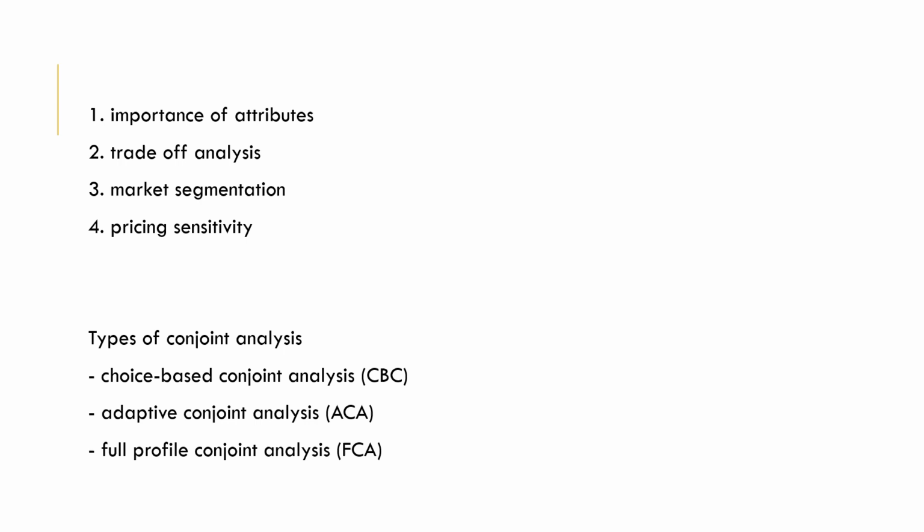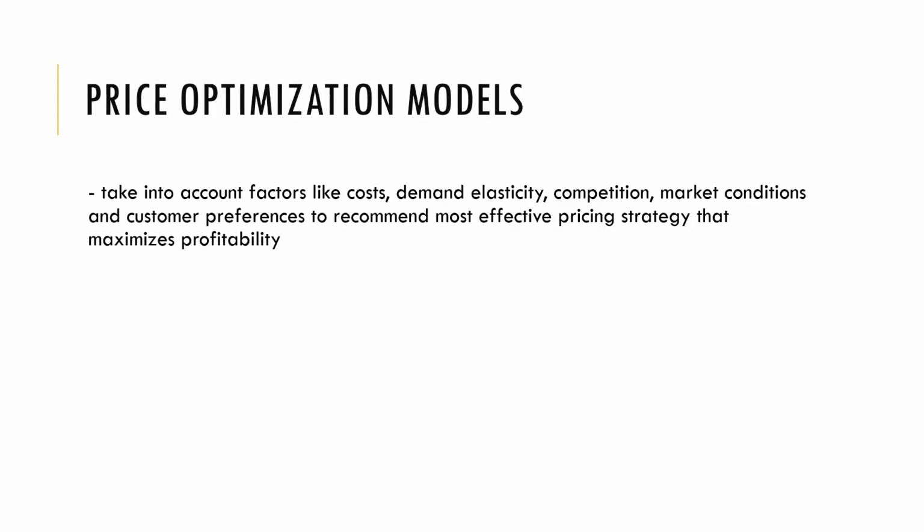There are different types of conjoint analysis, to name a few: choice based conjoint analysis or CBC, adaptive conjoint analysis ACA, or full profile conjoint analysis FCA. The next type is price optimization models. These take into account factors like cost, demand elasticity, so whether there is a demand or there's no demand for the product, the competition, current market conditions, and customer preferences to recommend the most effective pricing strategy that will be most profitable to the company.